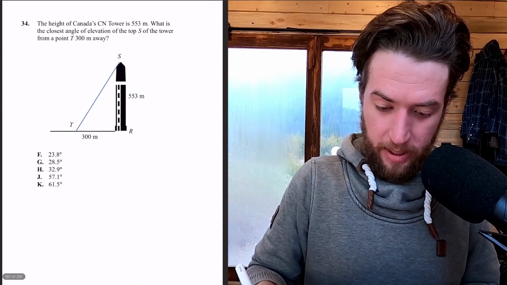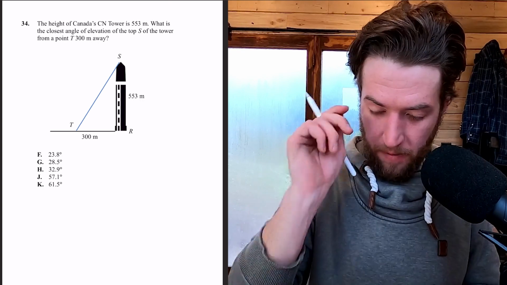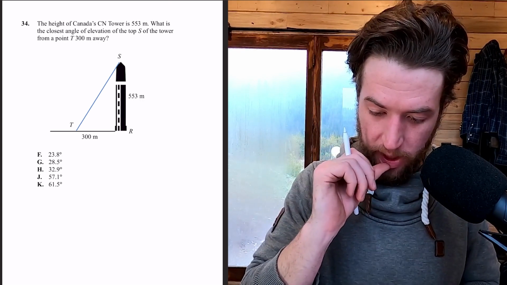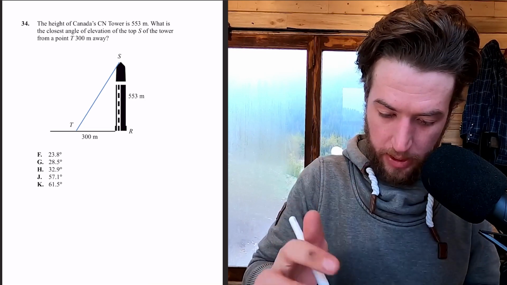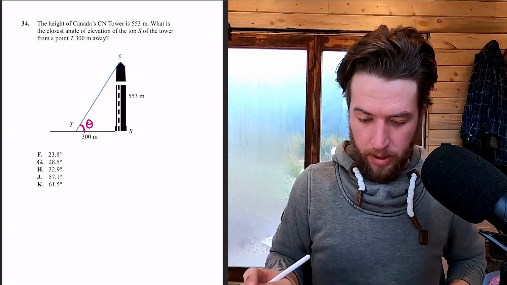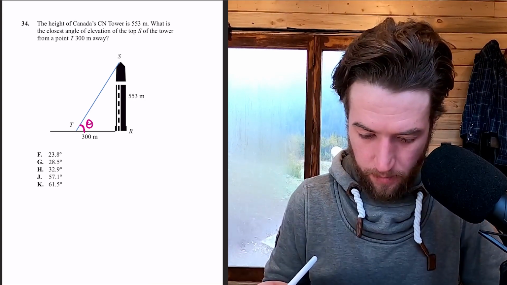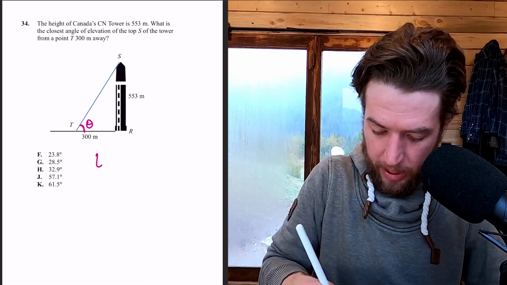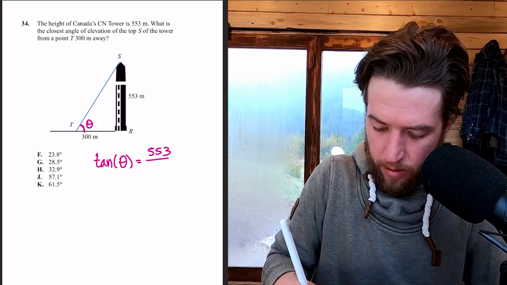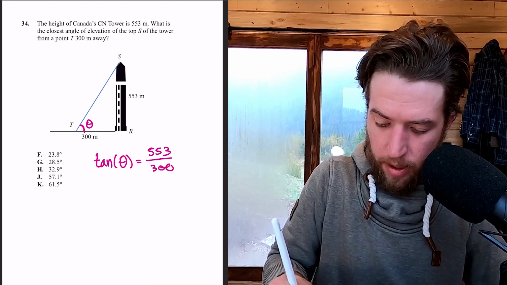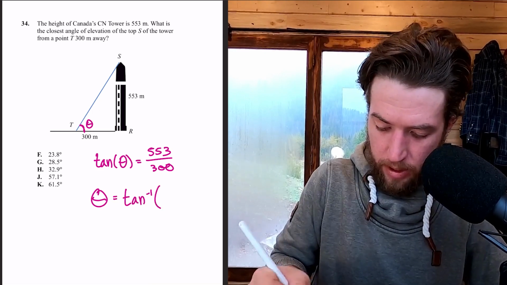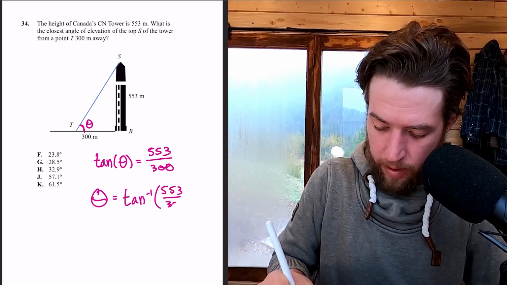All right, the height of Canada's CN Tower is 553 meters. What is the closest angle of elevation of the top S of the tower from a point T 300 meters away? So I assume they're looking for this angle here. So tangent of theta is the opposite, 553, over the adjacent, which is 300. So therefore, theta, the angle itself, is the tangent inverse of 553 over 300.